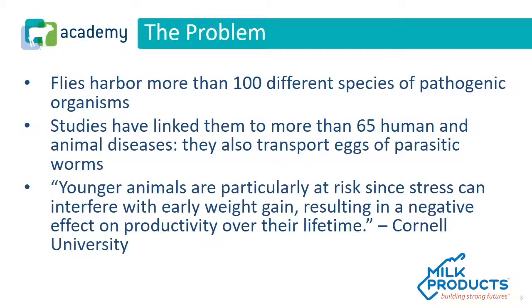The problem with flies in calves especially is that flies harbor more than 100 different species of pathogenic organisms. Studies have linked them to more than 65 human and animal diseases. And flies can also transport the eggs of parasites. Younger animals are more at risk, since the stress can interfere with their early weight gain, resulting in negative effects on productivity over their lifetime.